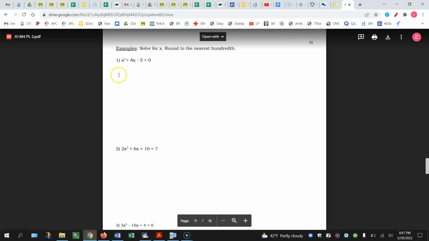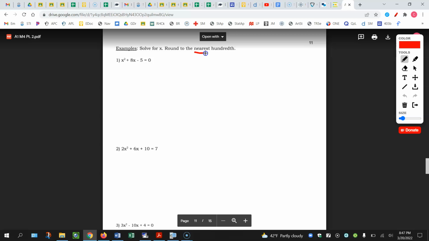Okay, so you can see the direction: solve for x, round to the nearest hundredth. We've not seen that before when we've been using the zero product property. So this is a big hint that you're going to have to use the quadratic formula, that you're not just going to be able to use factoring and the zero product property. So the first thing that we want to do is identify what a, b, and c are. Here, a is equal to the number in front of x squared, which is a 1. B is equal to positive 8. And c is equal to negative 5.